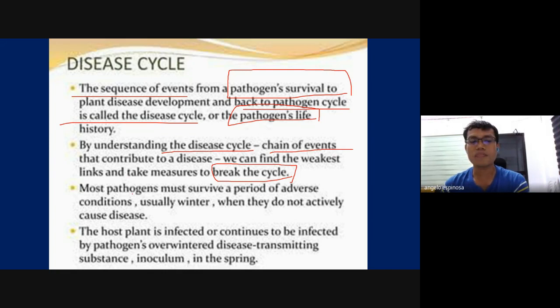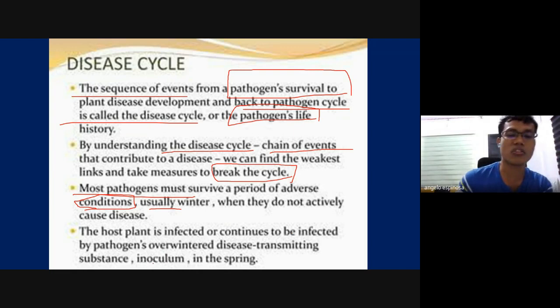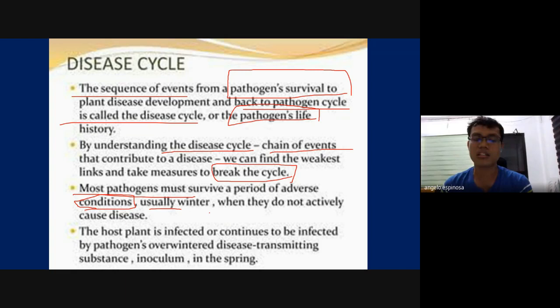So most pathogens must survive a period of adverse conditions. Actually, they can survive in the period of adverse conditions. Example, nagbabago yung mga conditions, like lumalamig or masyadong mainit. Usually in winter, pag malamig, when they do not actively cause disease. Then the host plant is infected or continues to be infected by pathogens, overwintered disease-transmitting substance, inoculum, in the spring. Iba yung situation sa winter, iba din yung situation sa spring.